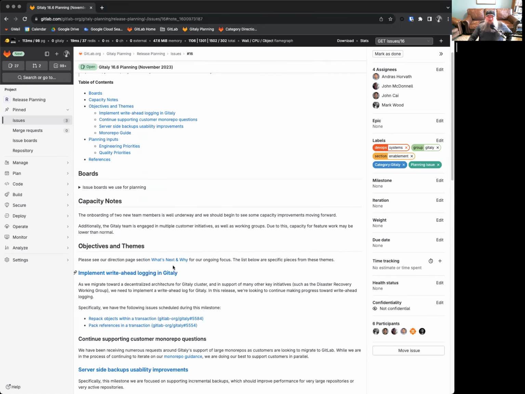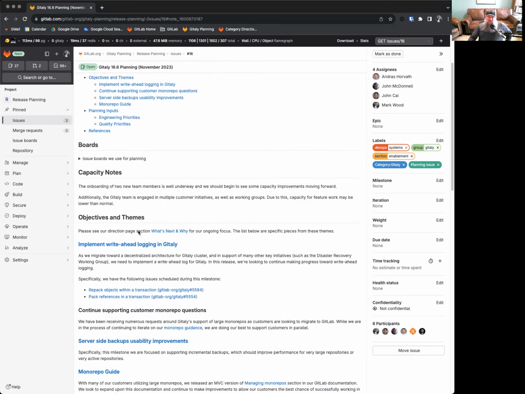Around capacity notes, we have onboarded 2 new team members within the last 60 days. Their onboarding is well underway, so we should begin to see some capacity improvements moving forward, though we are still onboarding them and training them. So there's not the full potential that we may see in the next month or two.